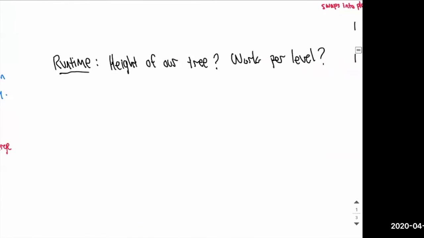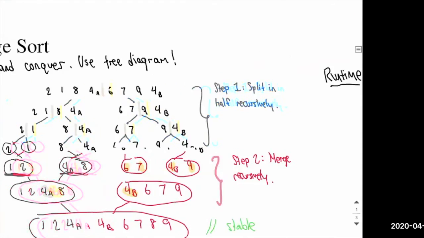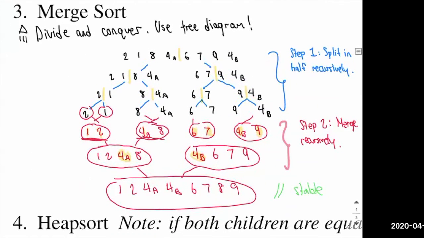Now let's do some runtime analysis. What's the height of our tree and what's the work per level? I love merge sort because of the beautiful, balanced tree structure that it employs. We know that the height of this tree is going to be log n because we're just splitting by a factor of 2 at each level. Similarly, the height of this mirroring tree is also log n. So the total height is 2 log n.